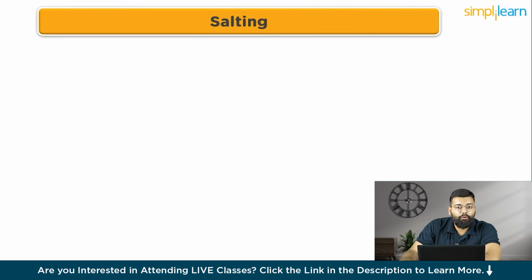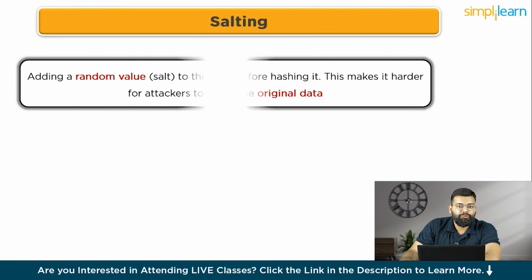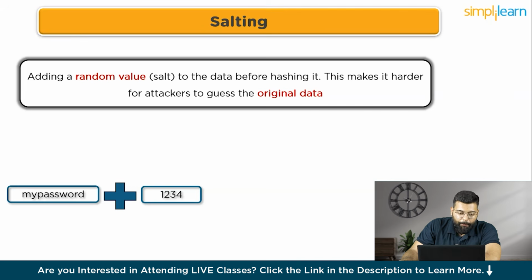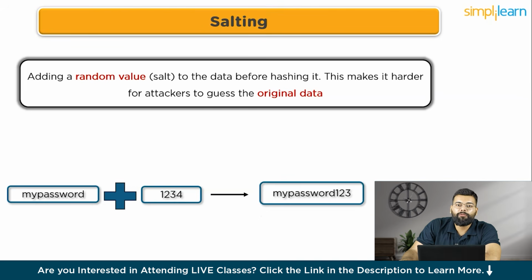Salt and pepper are methods used to make hashing more secure, especially for passwords. The number one method is salting. This method adds a random value, that is salt, to the data before hashing it. This makes it harder for attackers to guess the original data. For example, if your password is my password, the system adds a random string like 1234 before hashing it. So it hashes my password 1234 instead of just my password.